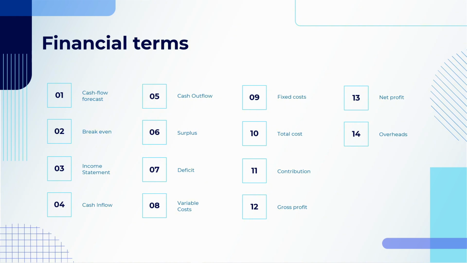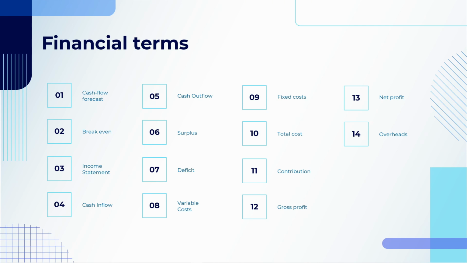Now, total cost is the summation of your fixed costs and the variable costs. Number 11, contribution. Contribution is the money that's left from the sales after paying off the variable costs. The money that is left over is then used to pay fixed costs, and whatever remains becomes profit. But there are 2 types of profits. Number 12, gross profit. Gross profit is the profit a company makes after subtracting the costs of goods sold from the revenue. Net profit. Net profit is the final profit after all expenses, including operating costs, taxes, and interests are deducted.